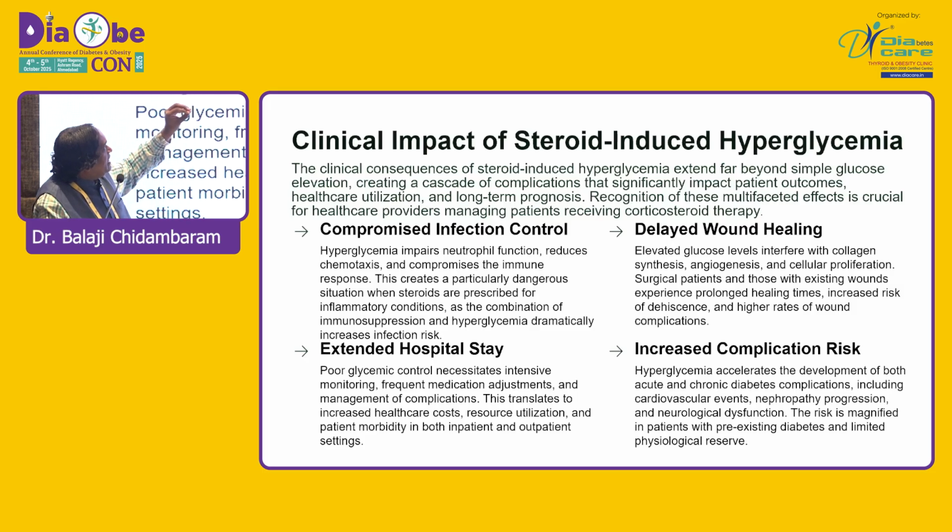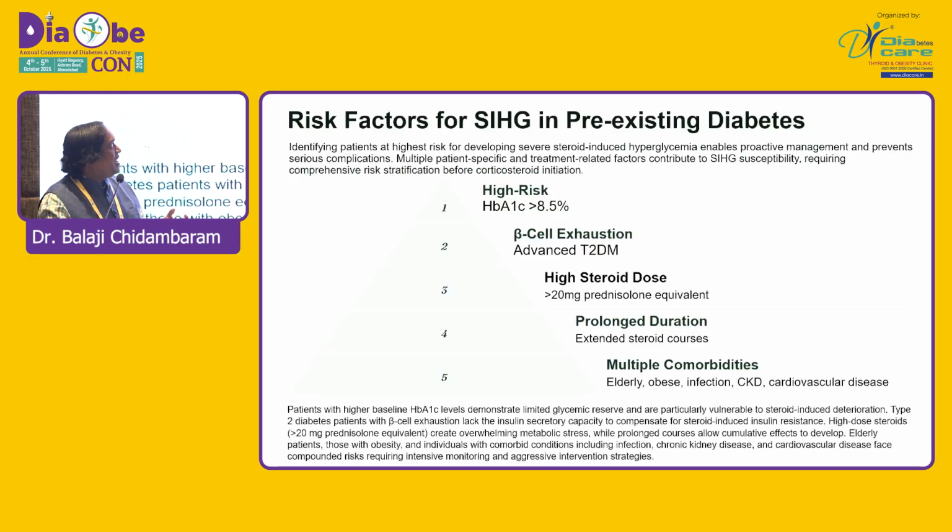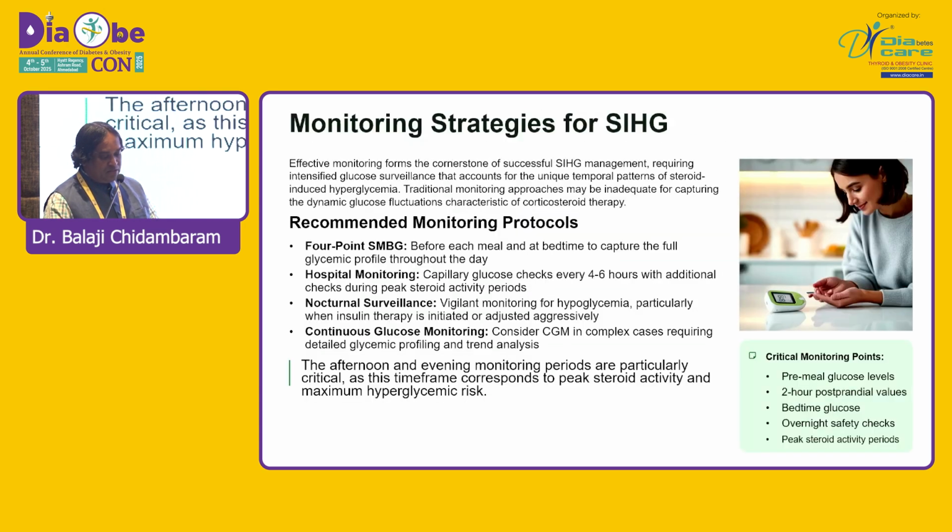What is the clinical impact of steroid-induced hyperglycemia? First, compromised infection control. Secondly, delayed wound healing. Lastly, extended hospital stay and increased complication risk. These are the three important aspects. What are the risk factors? High HbA1c, beta cell failure in advanced type 2 diabetes, high steroid dose, prolonged duration, and multiple comorbidities.